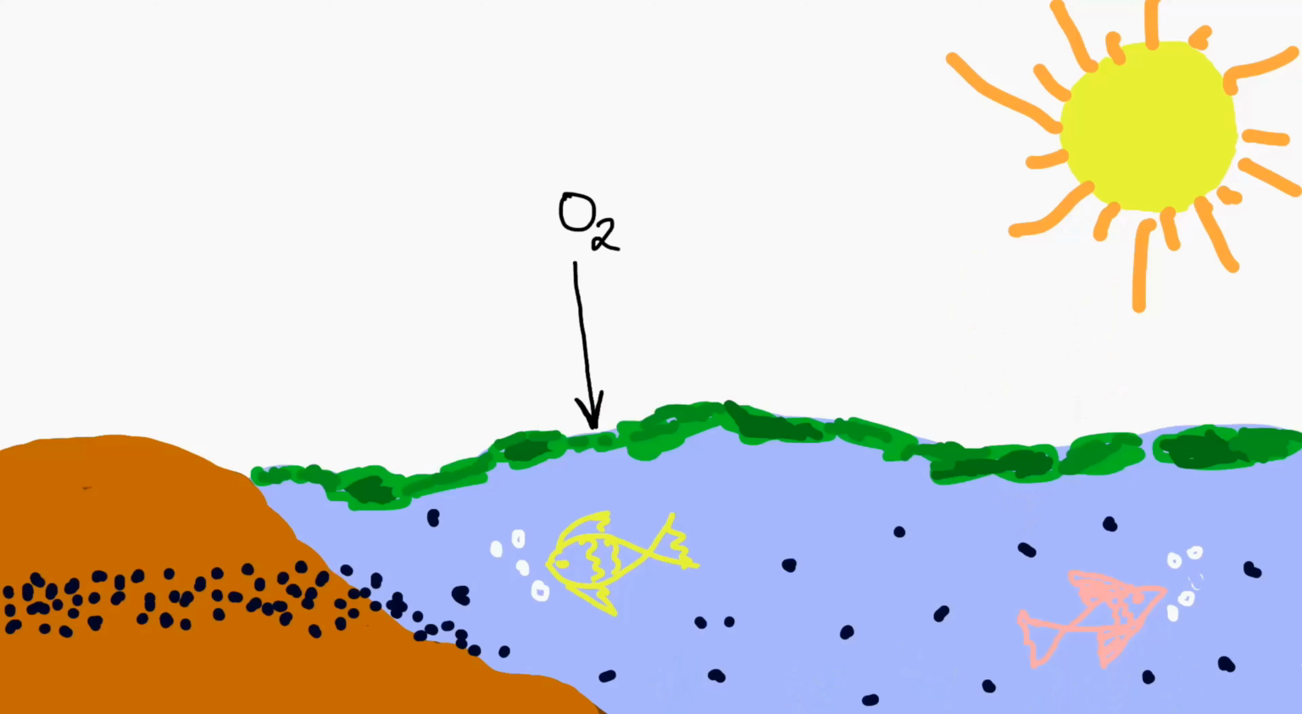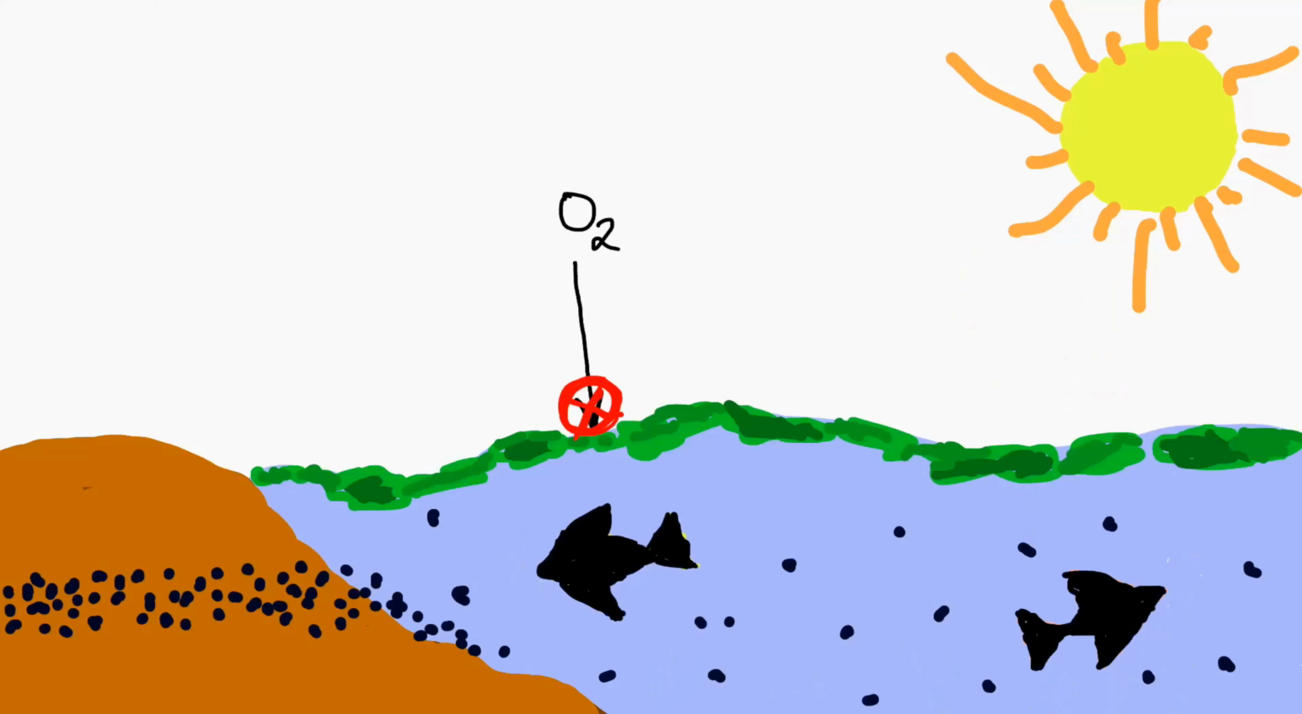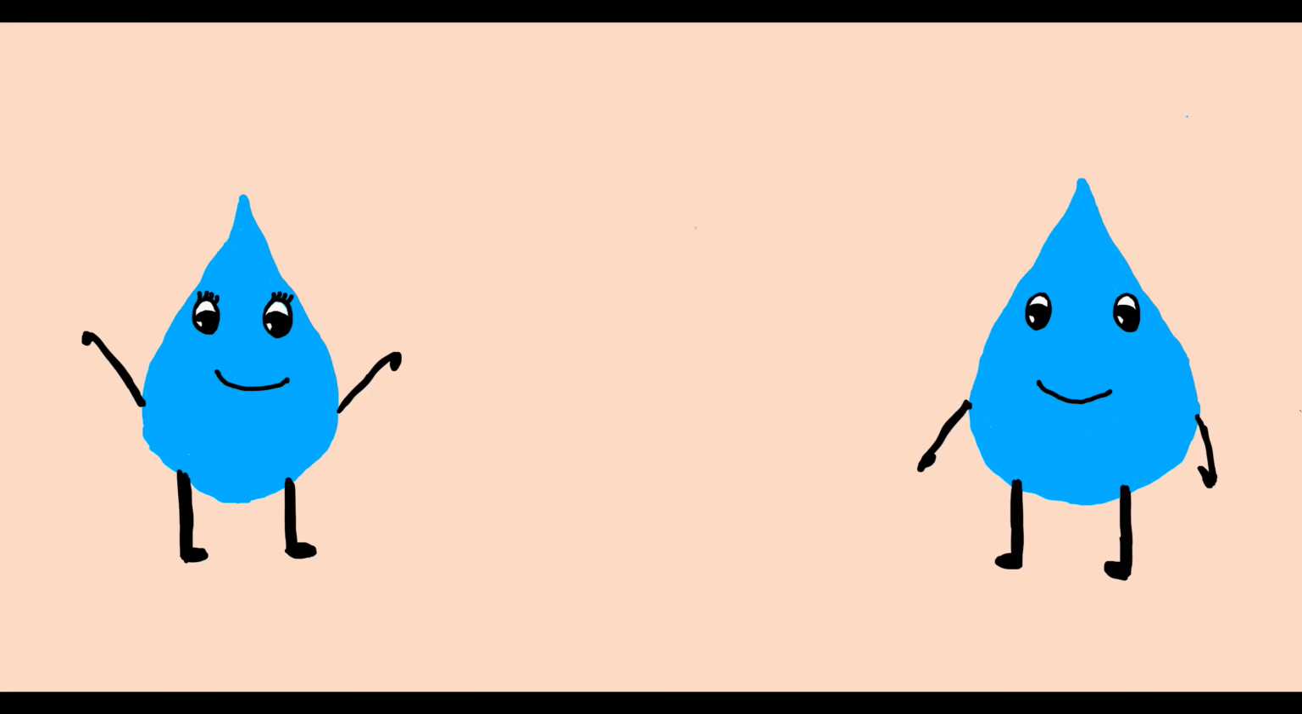Next, the bacteria decompose the biomass and use up all the oxygen in the lake, making it anoxic. Because of this, all the living organisms in the lake die. Oh no. This seems to be a very dangerous problem. Can this be controlled? Certainly, yes.